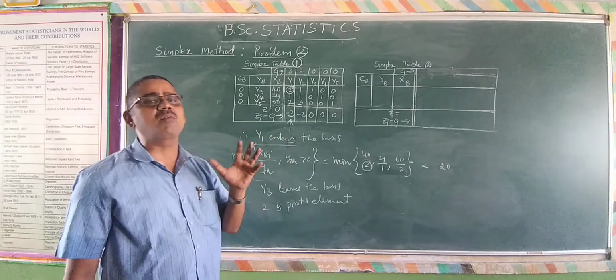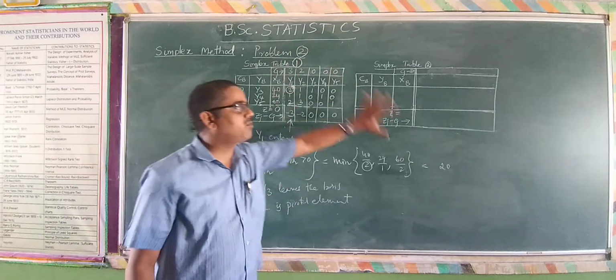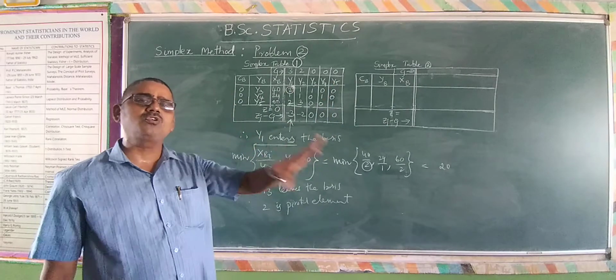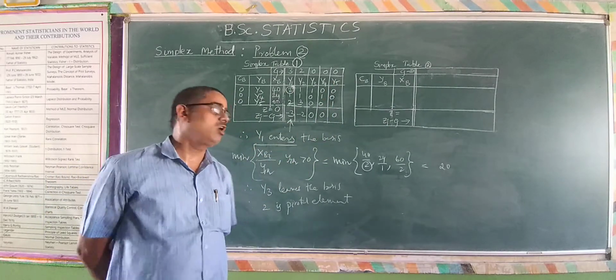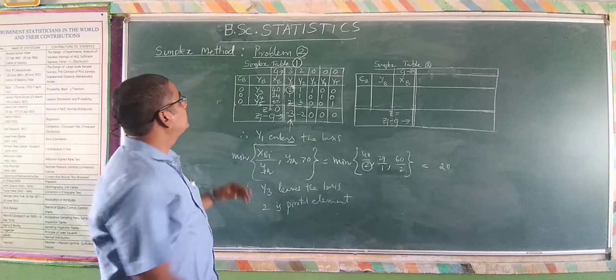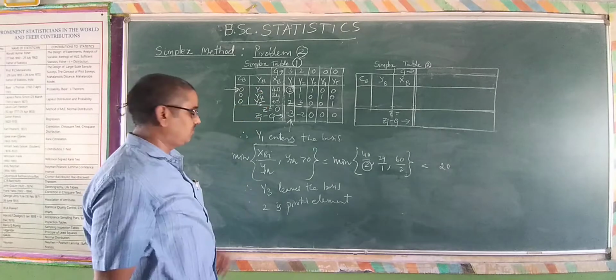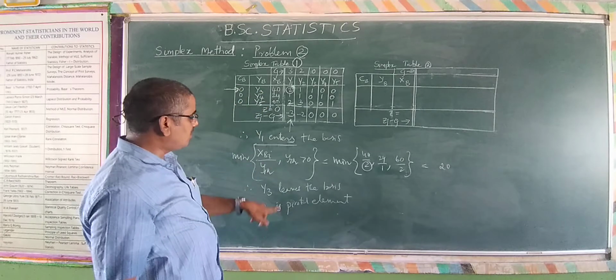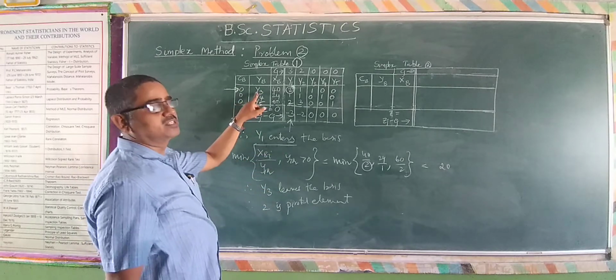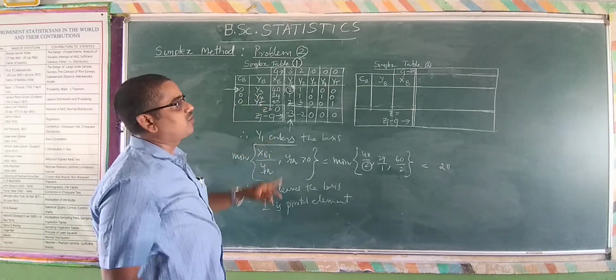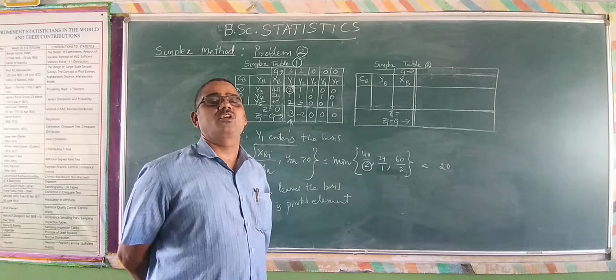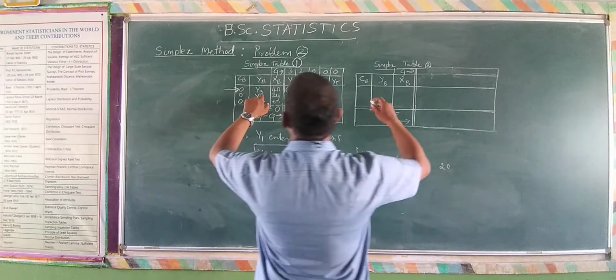These are the 5 important points from one simplex table to another simplex table that are required to find out. Now I am indicating one more thing here, an arrow mark: y3 leaves the basis and y1 is going to enter into the basis. Therefore I am going to simplex table 2, and then I do the row operations there.